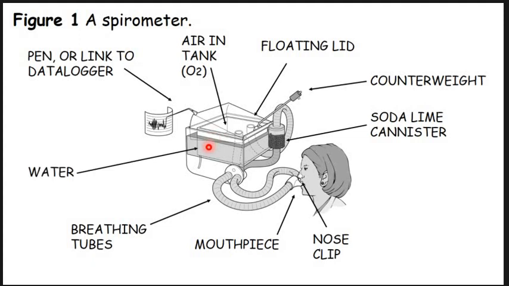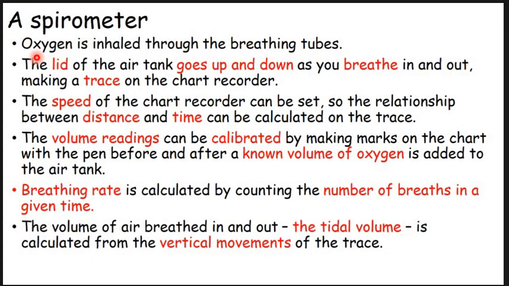Okay. So how does it work? Well, the lid of the air tank goes up and down as you breathe in and out, and it makes a trace on the chart. You can set the speed, so you've got distance and time, so you can calculate rates. And they calibrate it by making marks on the chart with a pen before and after a known volume of oxygen is added to the air tank, and we'll see those dots in a minute.